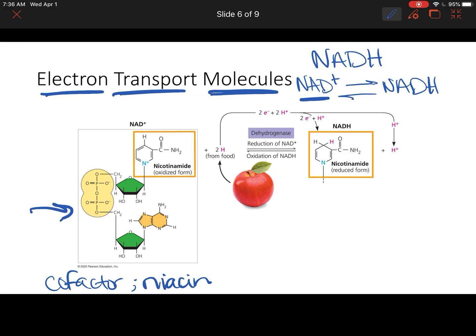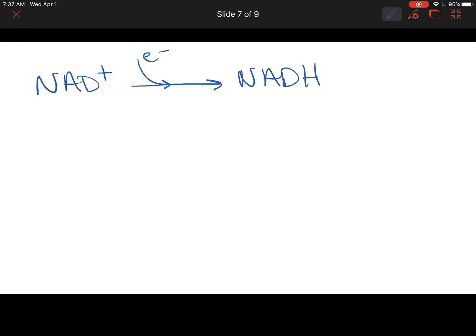So NAD plus can pick up electrons from the chemical bonds in food molecules, be converted into NADH, and then NADH is going to take those electrons somewhere else and give them back. So we're shuttling electrons around. If we think about it in this way, NAD plus is going to gain electrons. Well, when it gains electrons, that is a reduction reaction. So NAD plus has been reduced because it gained electrons.